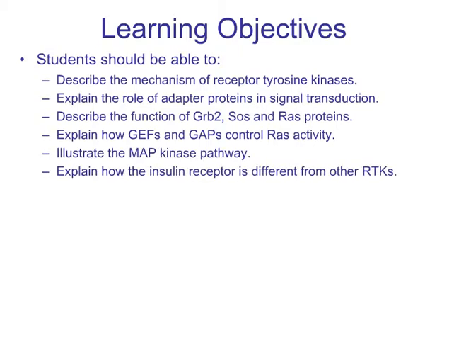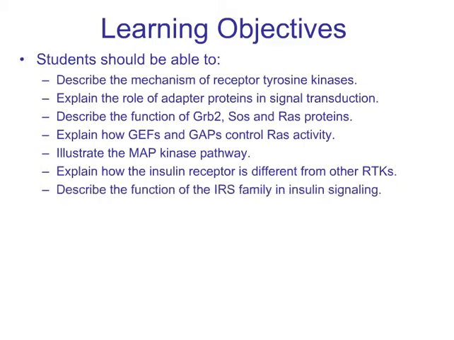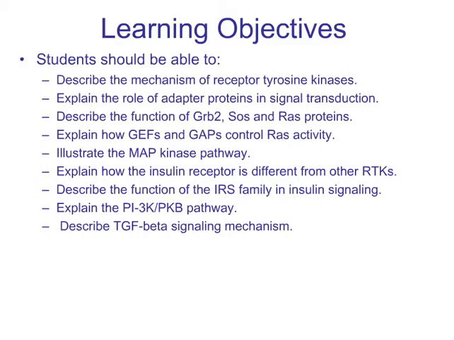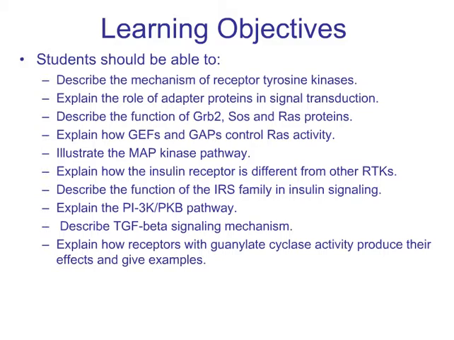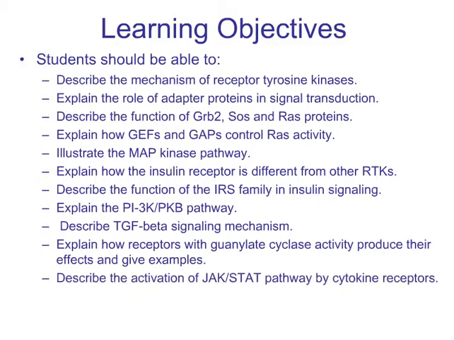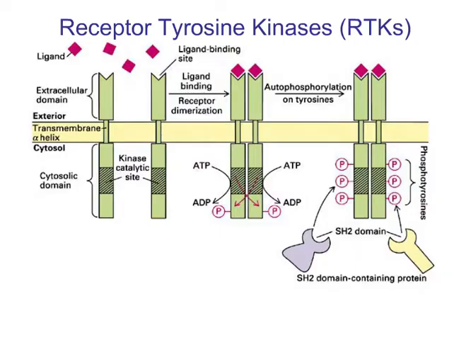illustrate the MAP kinase cascade, explain how insulin receptor is different from other receptor tyrosine kinases, describe the function of the insulin receptor substrate family of proteins, explain the PI3 kinase PKB pathway mechanism, describe TGF-beta signaling mechanism, explain how receptors with guanylate cyclase activity produce their effects and provide examples, describe the activation of the JAK-STAT pathway by cytokine receptors, explain how cell signaling is integrated and terminated.